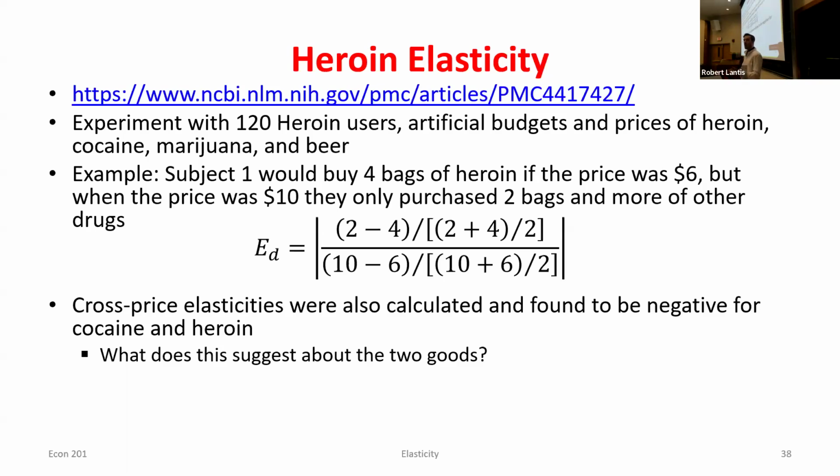So we can take these concepts, go out and collect data, and actually determine what type of goods these are, okay? Now, the experiments here on campus aren't using heroin users, they're using college students, but this is what you would do. Have hypothetical prices, hypothetical budgets, and then make decisions, okay?